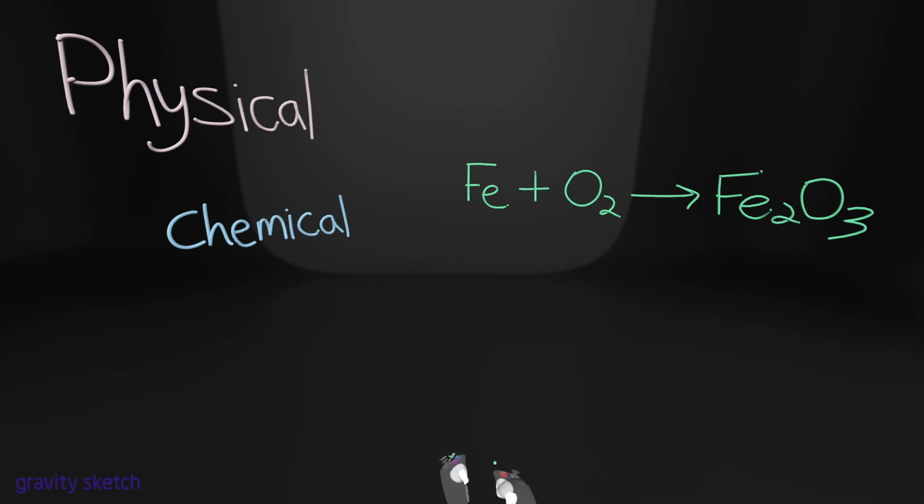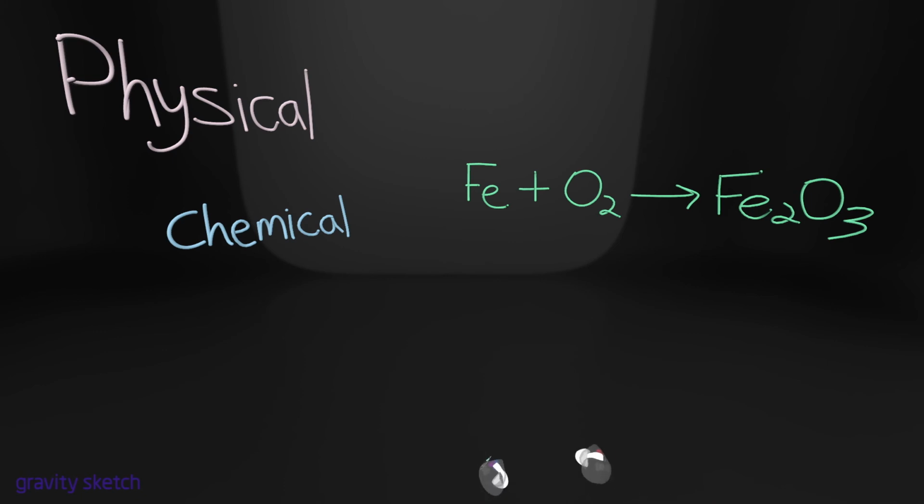Let's try some practice problems for yourself. Water is at 50 degrees. What state of matter is it? And name one physical property. Well, water is a liquid, and boiling point is one physical property, but there are many more answers.